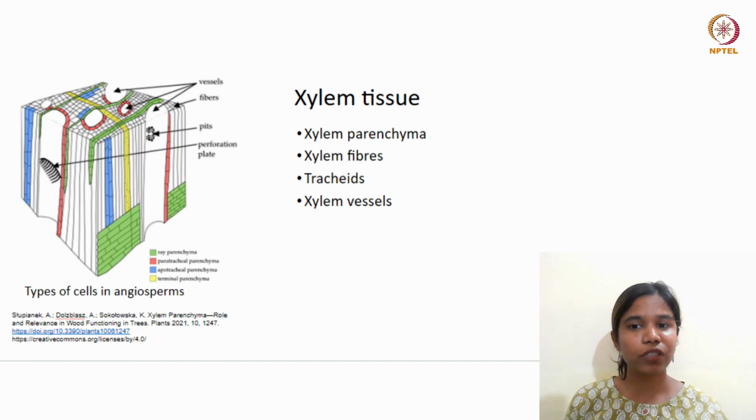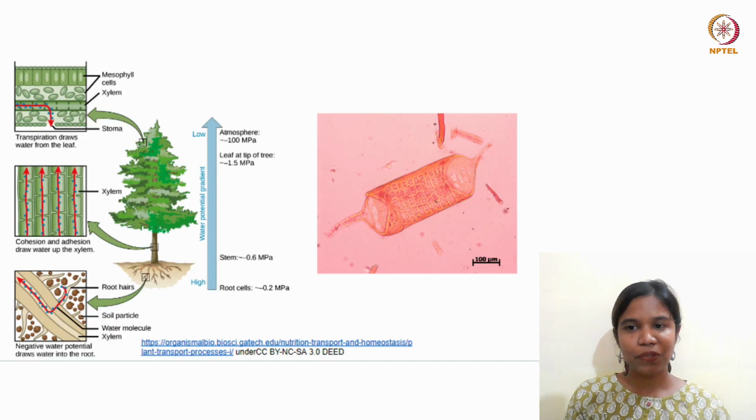It is made up of four different types of cells: xylem parenchyma, xylem fibers, tracheids, and xylem vessels. And these xylem vessels are made up of different vessel elements, different cells joined together. Okay? And these are the main conducting part of the xylem. These vessel elements, these vessels, help in the conduction of water and minerals in the plant. So let's learn more about these vessel elements.